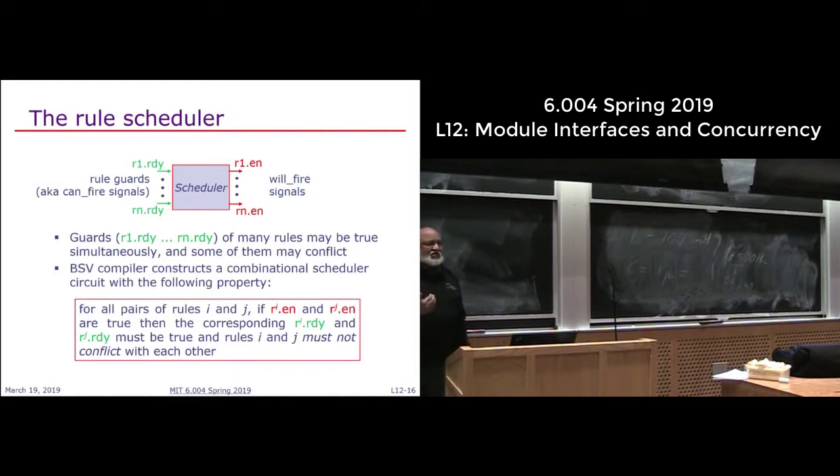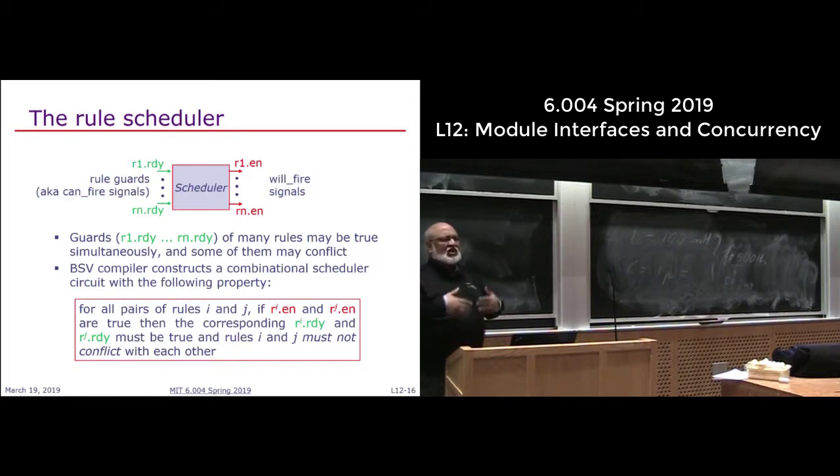Conflict matrix must say that these two rules do not conflict. Because if there is a conflict between Ri and Rj, they can never be true together. So this information is statically being derived.